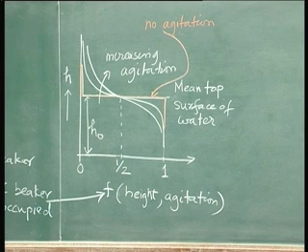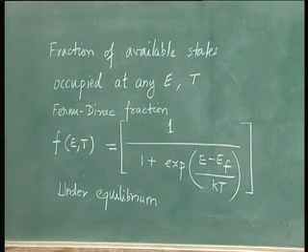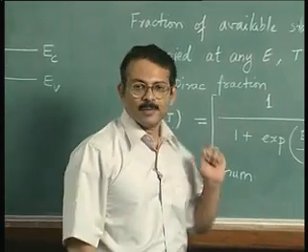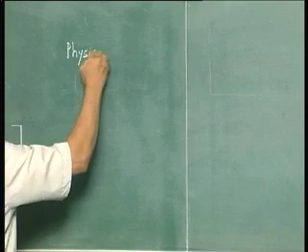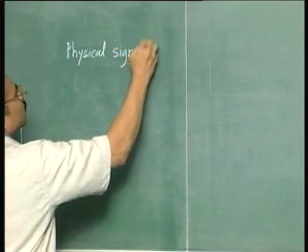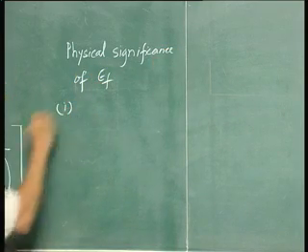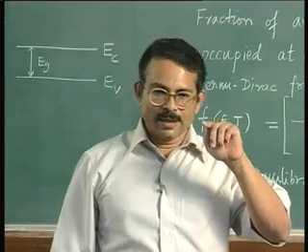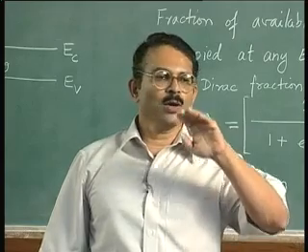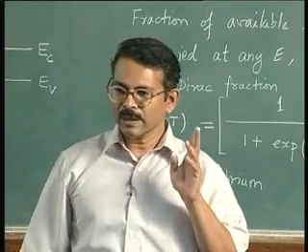Now, let us focus on this EF a little bit more. How do we interpret EF? There are two ways of interpreting EF. One is in terms of the behavior at t equal to 0. In terms of the behavior at t equal to 0, we can say, so physical significance of EF. In terms of the t equal to 0 behavior, we can say it is that level above which no allowed level is occupied and below which all allowed levels are occupied. Okay?